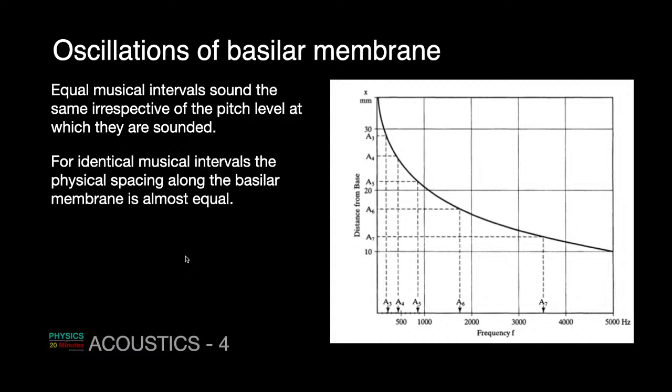Another important thing to notice is that identical musical intervals in the physical spacing along the basilar membrane are almost equal. If you take two frequencies, let's say 500 hertz and 1000 hertz, double of this, in musical terms, is called an octave away. Whatever the gap in distance is on the basilar membrane here, between 500 and 250 the distance is again the same. So every time you double on the frequency scale, the distance on the basilar membrane remains the same. That could be one of the reasons for the presence of octaves in music. We will discuss more on that later on.